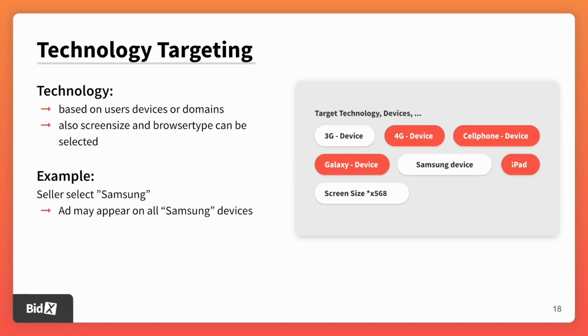Then next you can also use technology targeting, which is based on the user's device or domain. And if you, for example, select Samsung, the ad will appear if someone uses a Samsung device, of course.